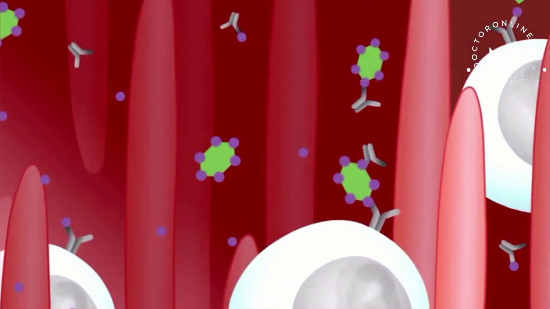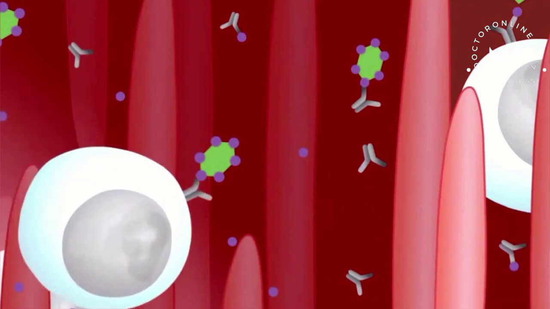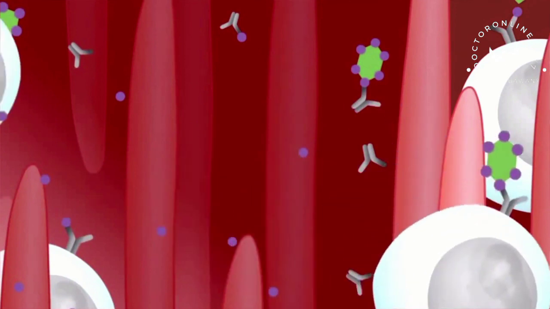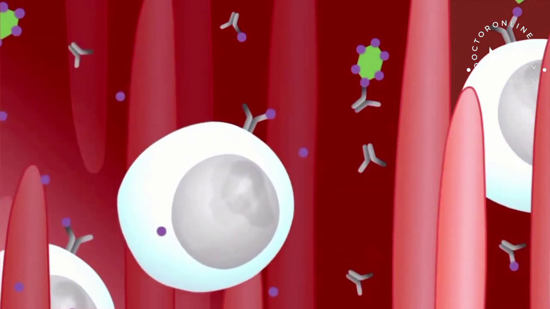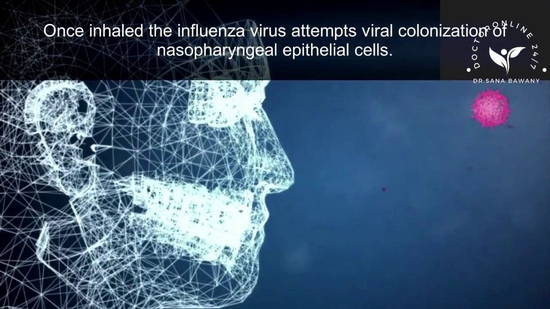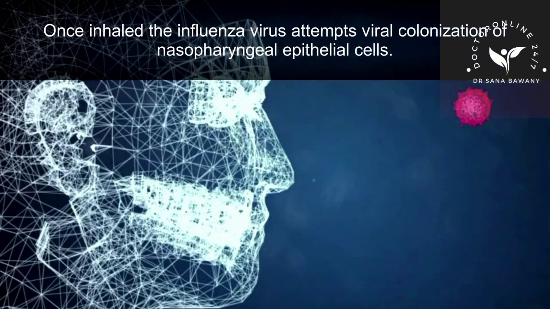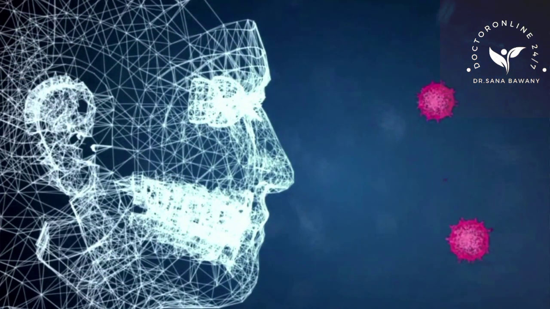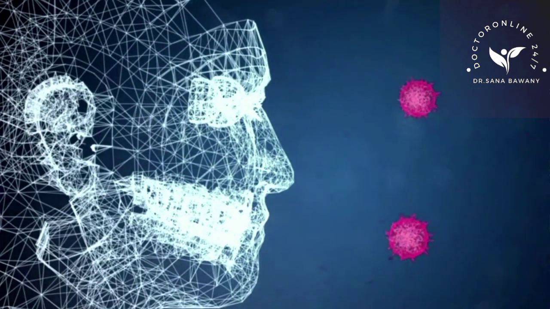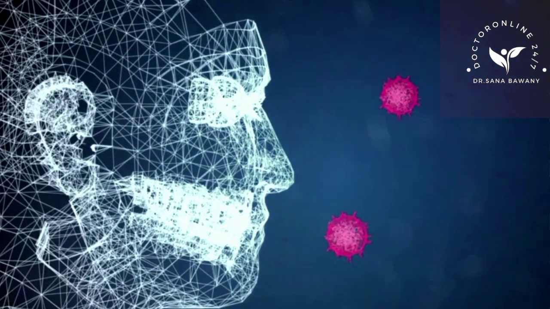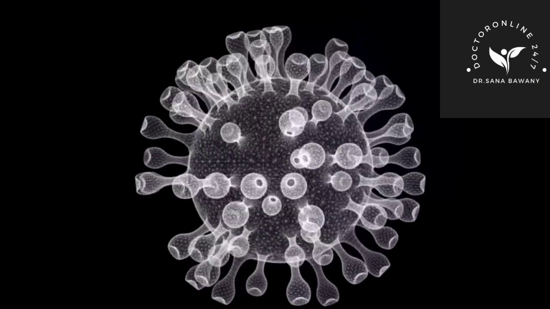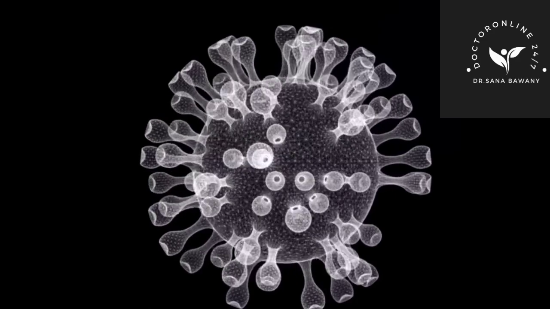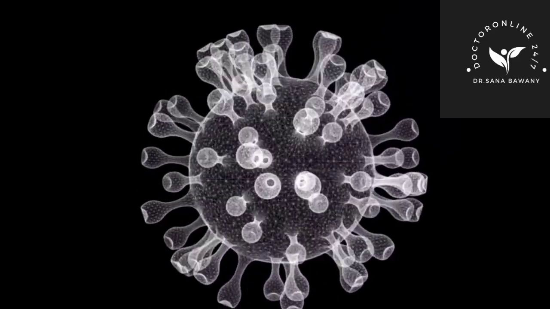When an infected host sneezes towards an uninfected person, the nasopharynx is exposed to aerosol droplets containing whole live influenza virus. Once inhaled, the influenza virus attempts viral colonization of nasopharyngeal epithelial cells. Assuming that the vaccine strain matches that of the live virus, hemagglutinin antibodies block viral attachment of live influenza virus to host epithelial cells, and overall disease is either avoided or diminished in severity.